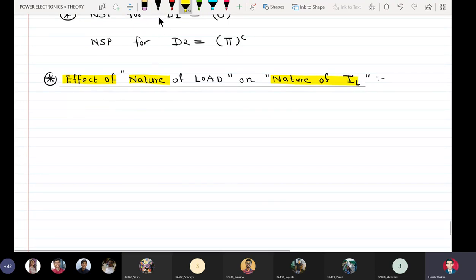So IL refers to load current, and when I say nature of load, I mean which kind of load it is. Loads as far as power electronics is concerned can be of many types. It can be R load, it can be RL load, or it can be RLEB load.